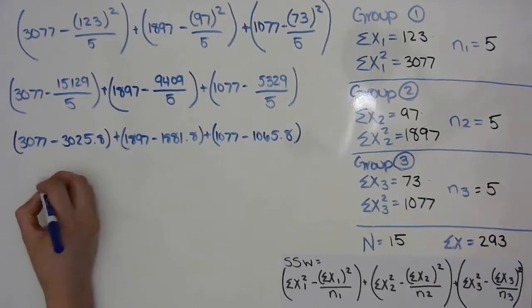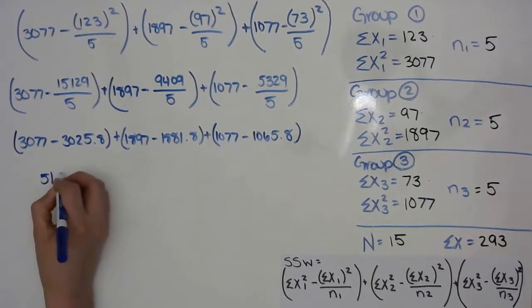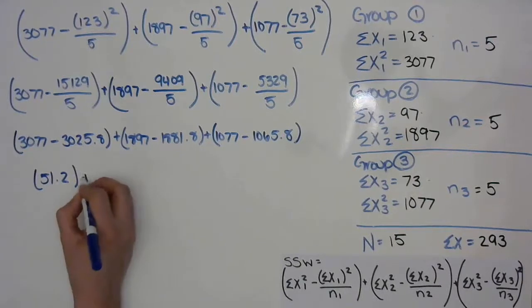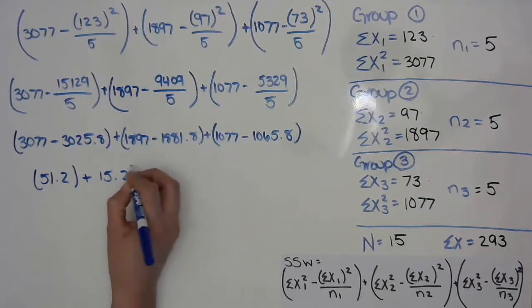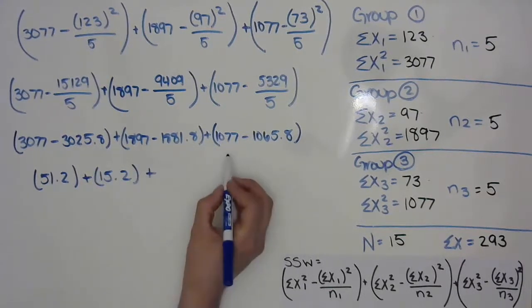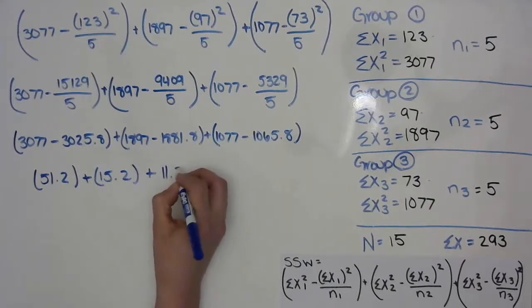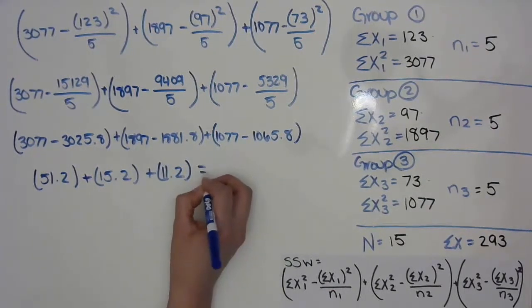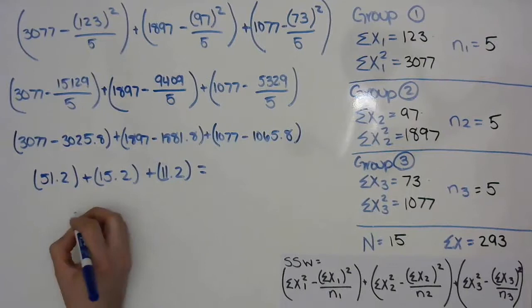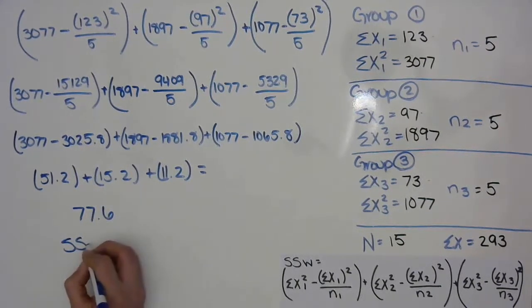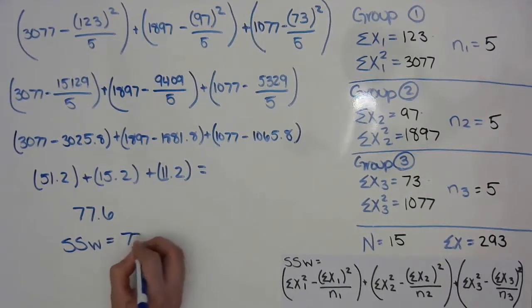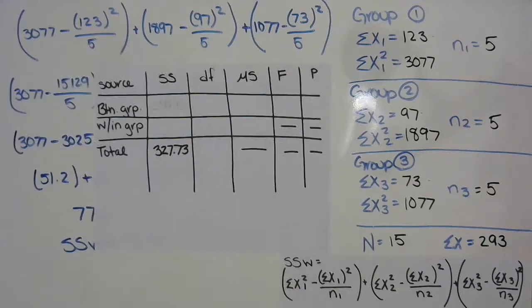So that is going to give us 51.2 plus 15.2 plus 11.2. Okay, so then we can just add all of those up, and that is going to give us 77.6. So our SSW is going to be 77.6.